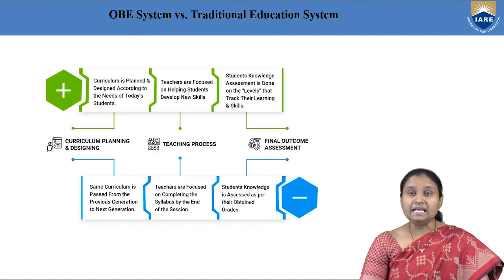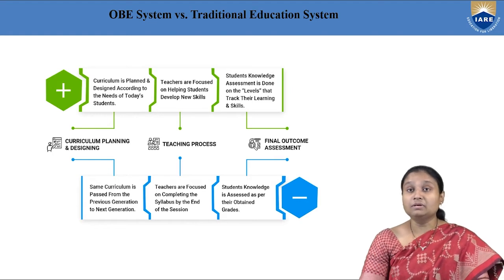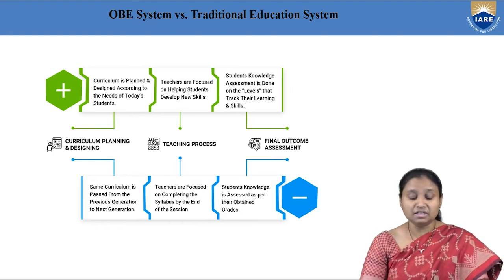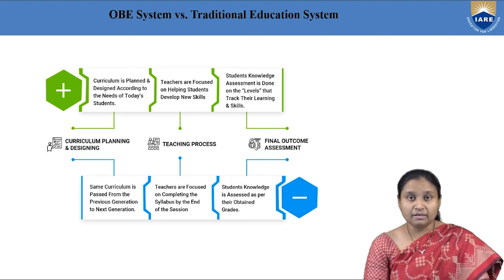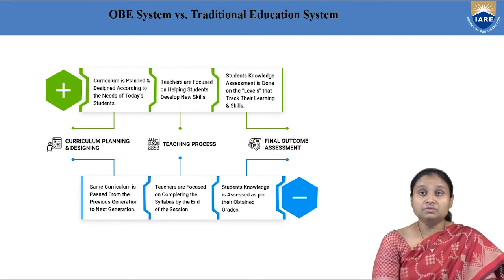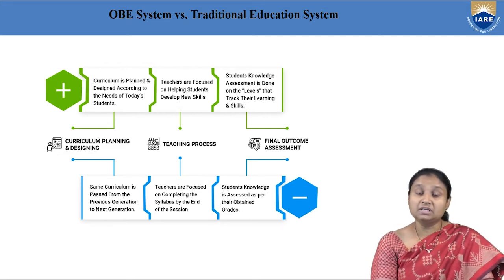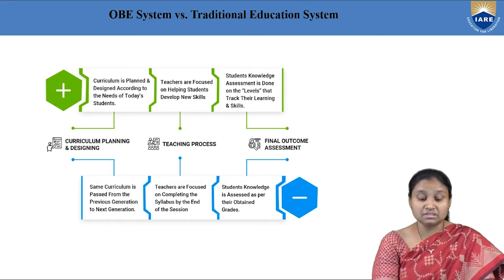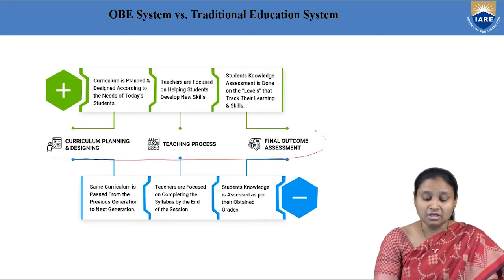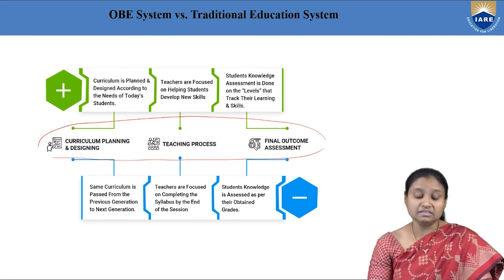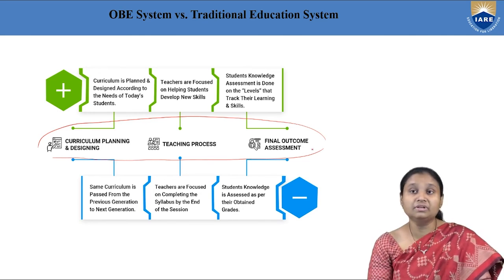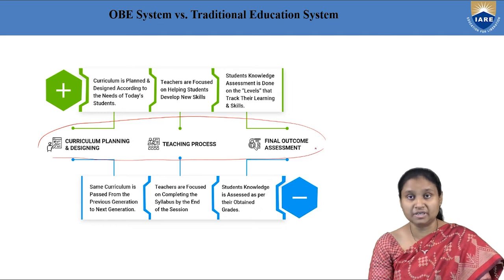Next, we try to compare outcome-based education with the traditional education system. As you can see, this representation which I kept in this slide is taken from Google. We are going to compare outcome-based education and the traditional education system based on three factors. What are those three factors? The first factor is curriculum planning and designing, the second is the teaching process, and the third is final outcome assessment.